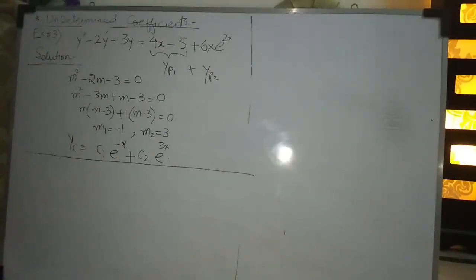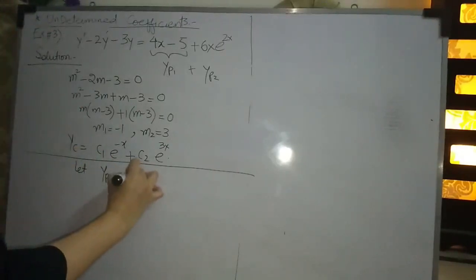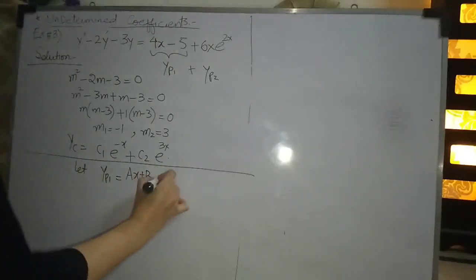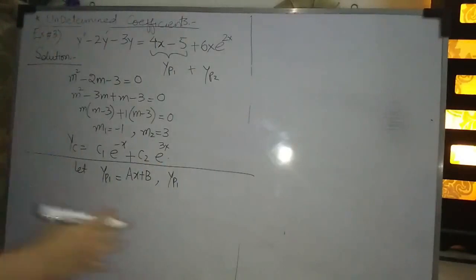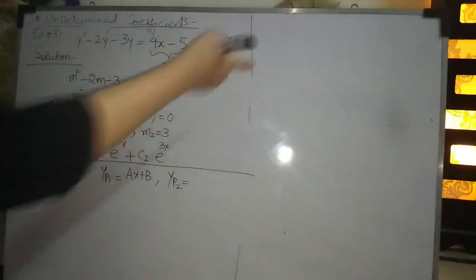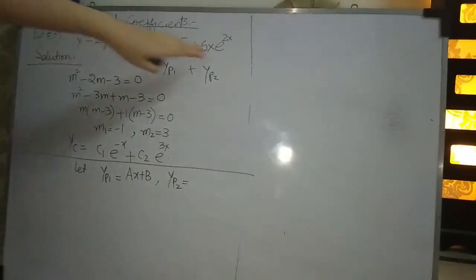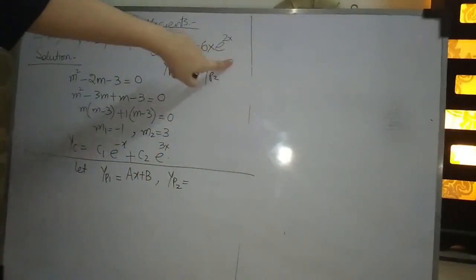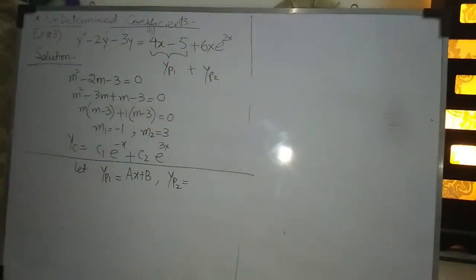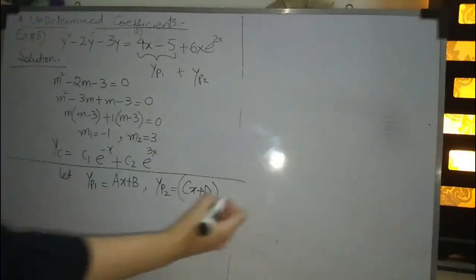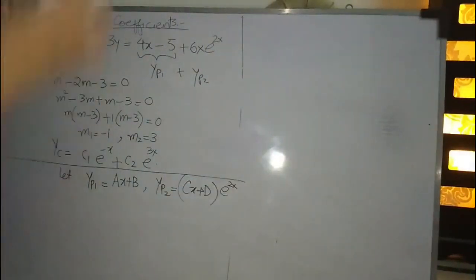First of all, let yp1 be a linear function, so we replace it with ax plus b, and yp2 side by side. We solve it separately. So yp2 is 6x e to the power 2x. 6x is also linear, so it is a product of two: one is linear multiplied by exponential. So I have to replace something with e to the power 2x. I will do the derivatives accordingly.